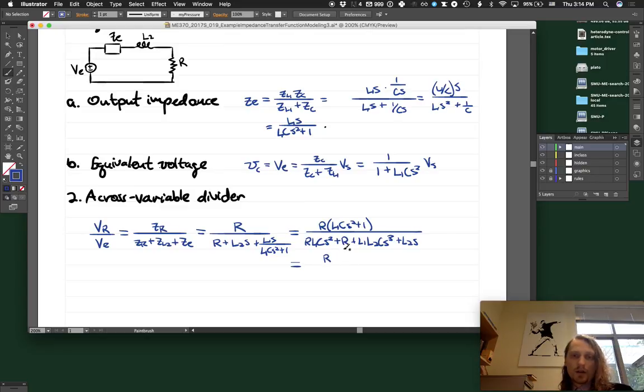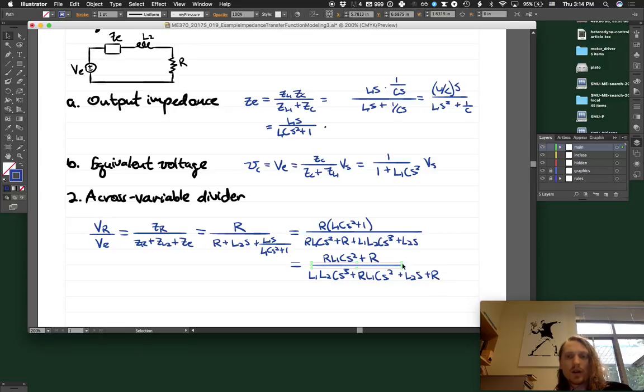So we'll do R L1 C S squared plus R in the numerator, divided by, and then the S cubed term is L1 L2 C S cubed plus, we have an S squared here, so there's an R L1 C S squared term, and then there's plus an L2S term, and then there's a plus R. All right. So that is our expression for that.